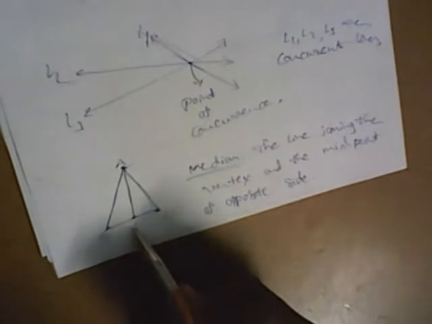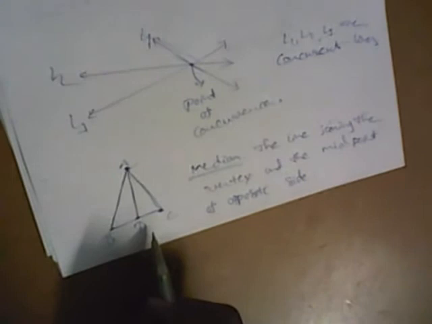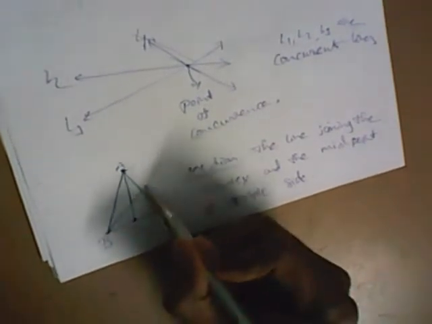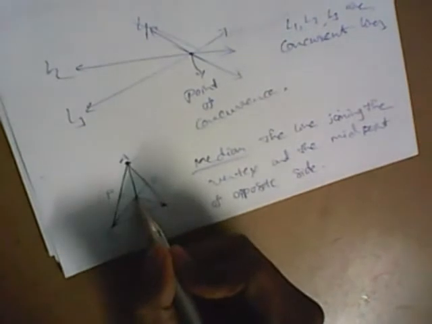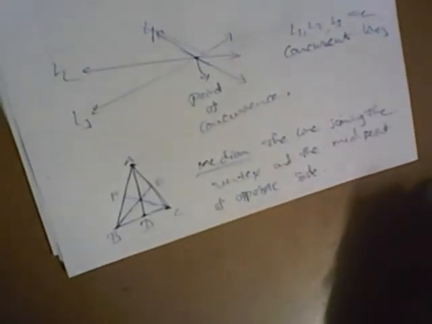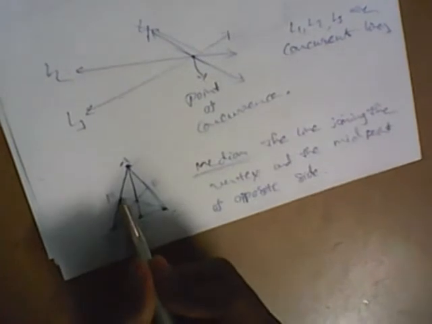This is A, this is B and C. This is nothing but AD. Here D is the midpoint of BC. And we can construct another median like this, B and E. Here E is the midpoint of AC. And we can construct another median like this, F. Here F is the midpoint of AB. This is the point of concurrence. Here we got three medians.